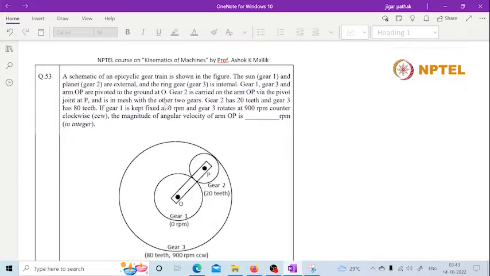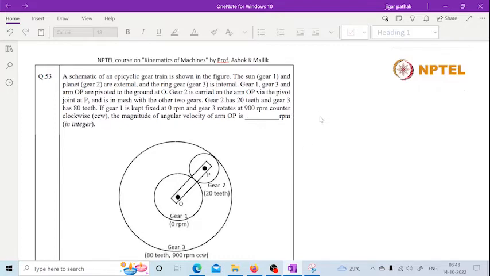If gear 1 is kept fixed at 0 rpm and gear 3 rotates at 900 rpm counterclockwise, then the magnitude of angular velocity of arm OP is ___ rpm. Let us solve this problem with the tabular method of solving this epicyclic gear train.